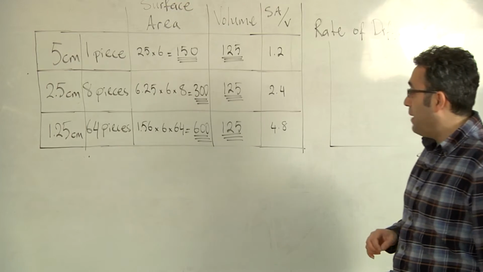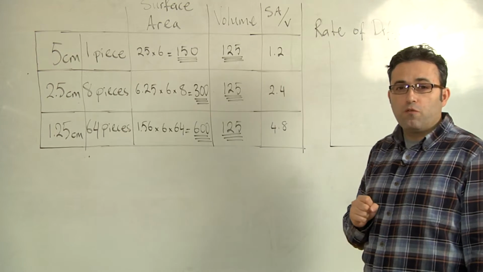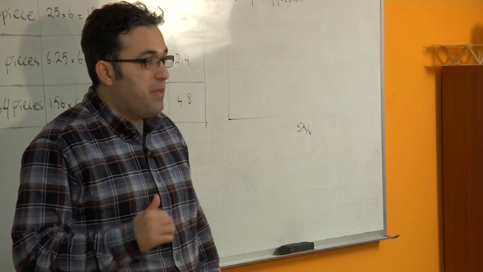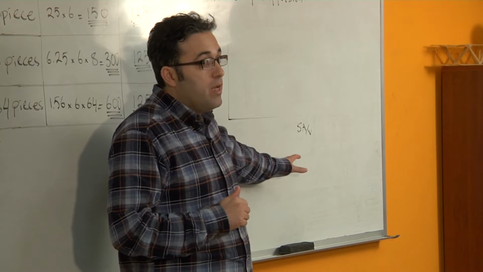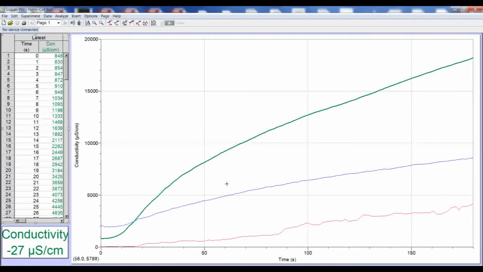Now we must compare these surface area to volume ratios to the rate of diffusion of these cells in order to see if there is any correlation between the surface area to volume ratio and the rate of diffusion of these cells. When you look at the graph, you see 3 different lines with different colors.